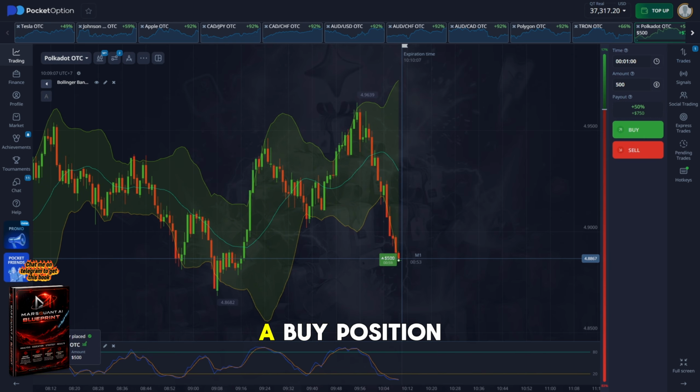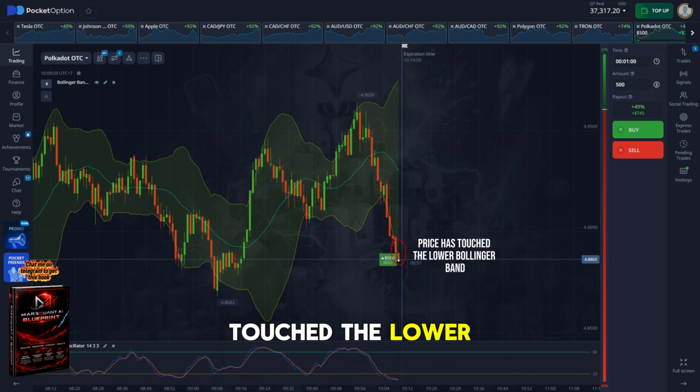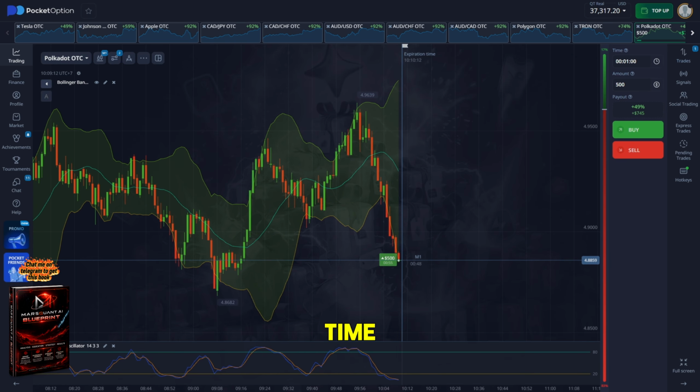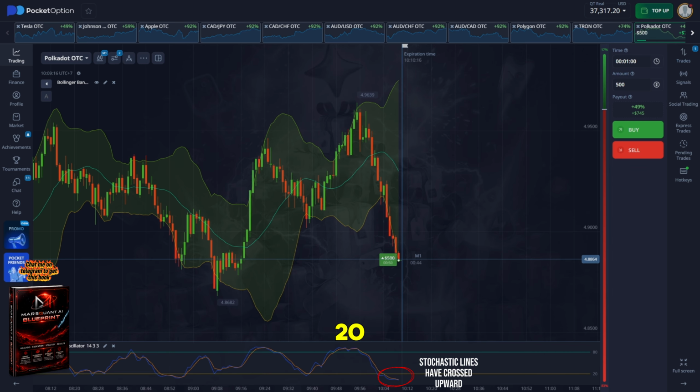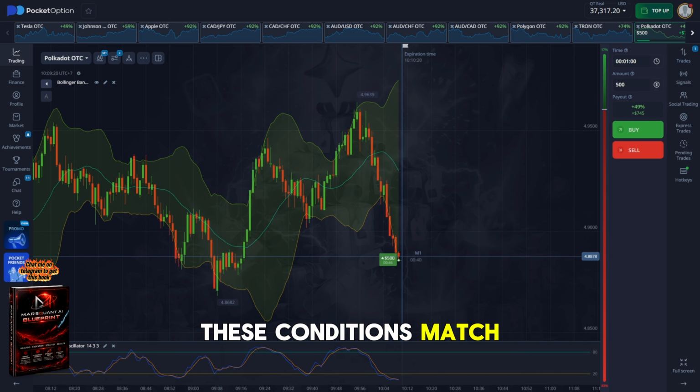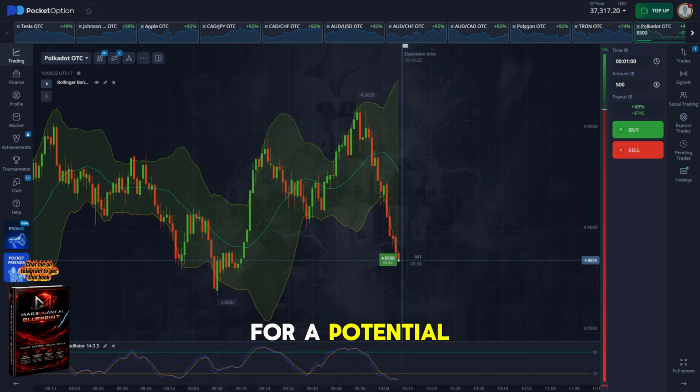I am opening a buy position because price has touched the lower Bollinger Band. At the same time, the stochastic lines have crossed upward while the indicator remains below level 20, confirming an oversold condition. These conditions match the MarsQuant Blueprint rules for a potential buy setup. Now let's watch the market and see how this trade develops.